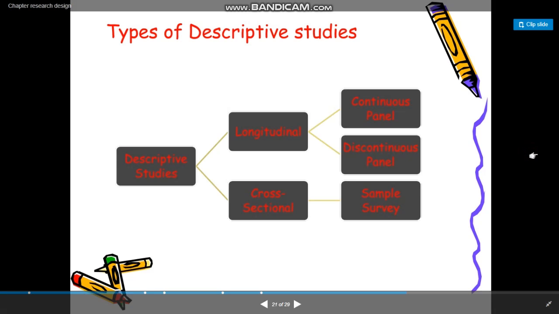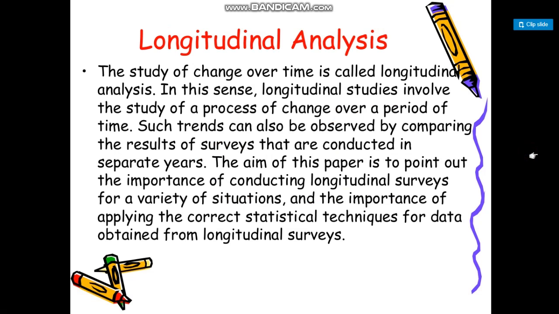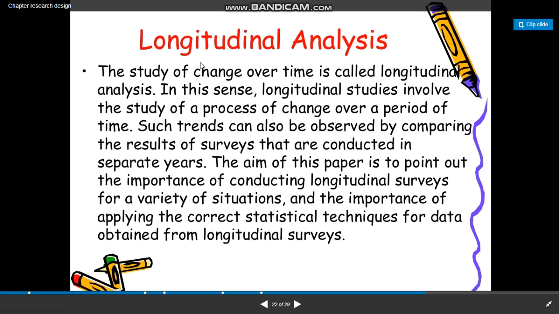Now, the types of descriptive studies are longitudinal and cross-sectional. Under longitudinal, we have continuous panel and discontinuous panel, and sample surveys might be conducted. In longitudinal analysis, the study of change over time is called longitudinal analysis. This is the important point again: change over time. Day 1, day 2, week 1, week 2, week 3, week 4.